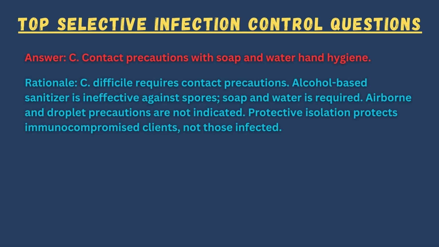Answer. C. Contact precautions with soap and water hand hygiene. Rationale. C. difficile requires contact precautions. Alcohol-based sanitizer is ineffective against spores. Soap and water is required. Airborne and droplet precautions are not indicated. Protective isolation protects immunocompromised clients, not those infected.